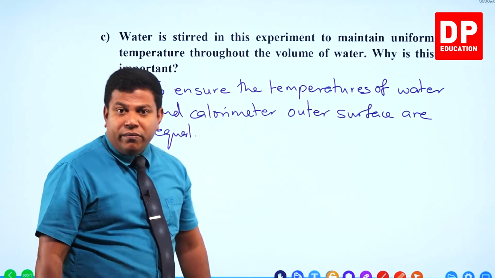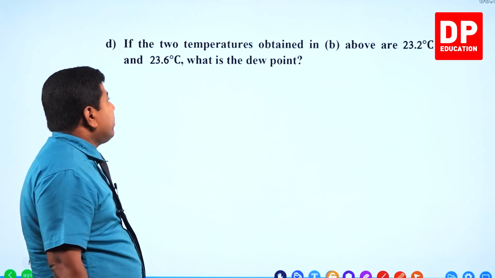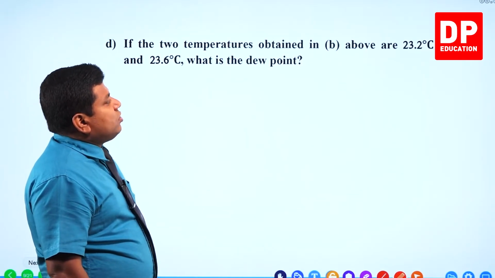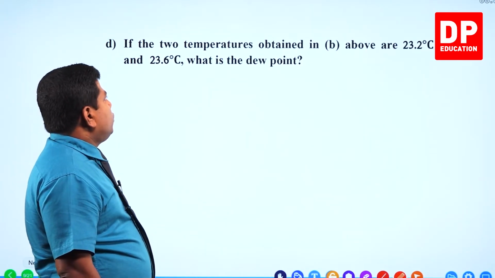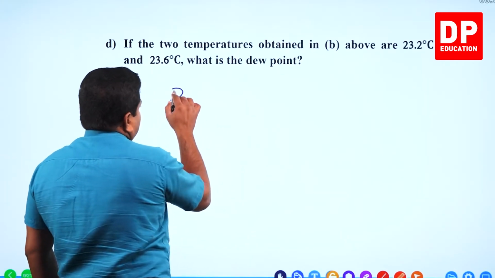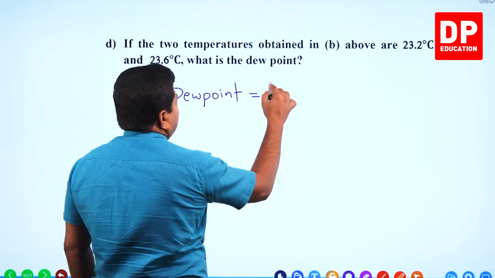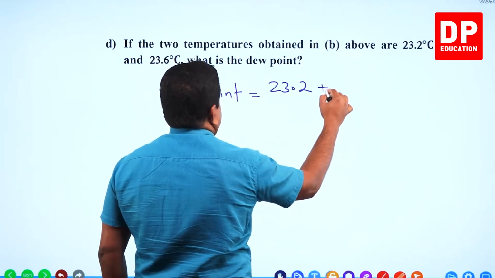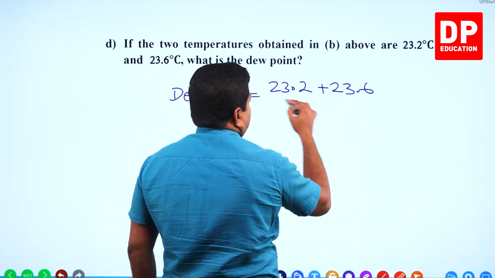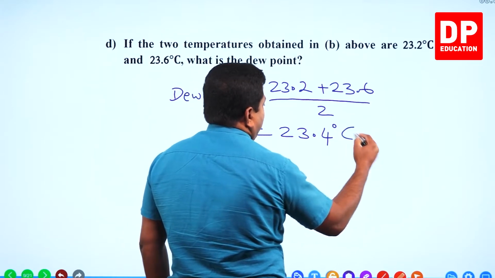For this only we keep stirring it. We have done that in other experiments also, you know that. If the two temperatures obtained in B above are 23.2 and 23.6, what is the dew point? Dew point equals (23.2 + 23.6) / 2, which is 23.4 degrees centigrade.